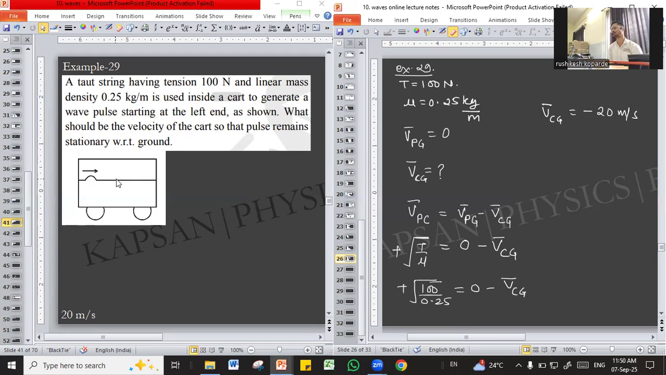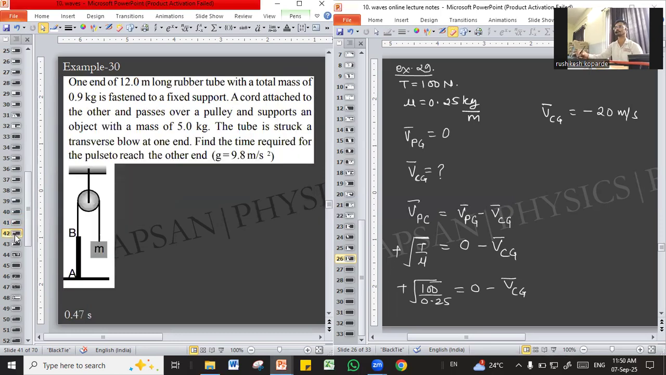It will move, no problem. No mechanism is available to stop this pulse from moving on the string. So it will move on the string. So the only option to make the pulse come back is to move the cart back. So with respect to ground, the pulse will stay at the same place. Solve this.